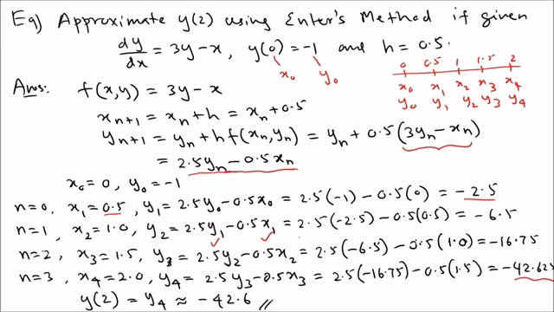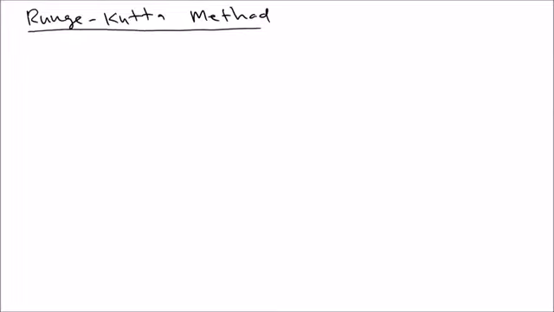Okay, so this is how you use Euler's method to find the approximate solution. Next, we're going to discuss the most correct version, what we call the Runge-Kutta method. This is very accurate. Even the commercial software uses that. So this is an excellent result.